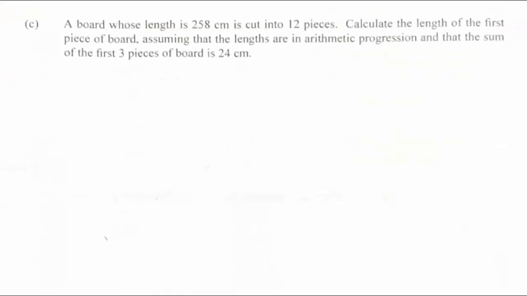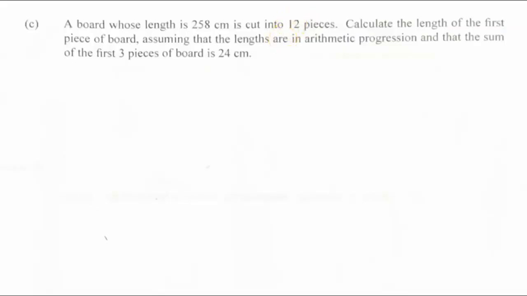Part C. A board whose length is 258 centimeters is cut into 12 pieces. Calculate the length of the first piece of board, assuming that the lengths are in arithmetic progression and the sum of the first 3 pieces of board is 2d. So we have an arithmetic progression here, 258, 12 pieces.